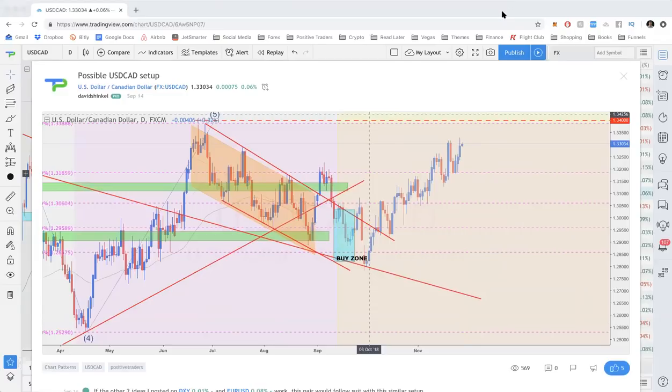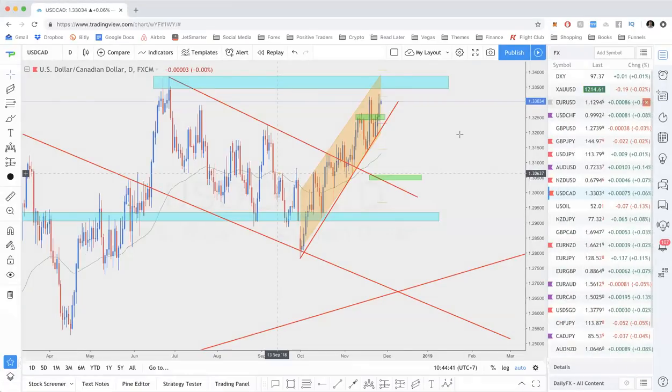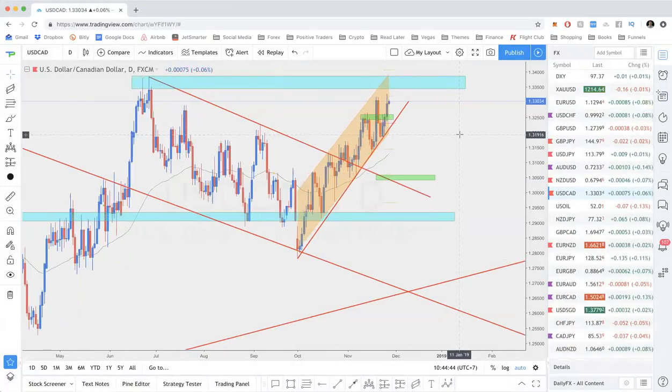Jacob asked, does parity help price move in a smoother channel? Not necessarily. But parity is just an institutional and psychological level of support or resistance, depending on what side price is on.